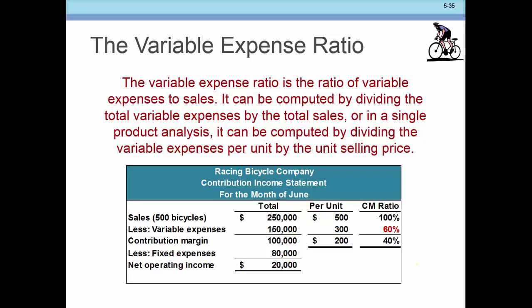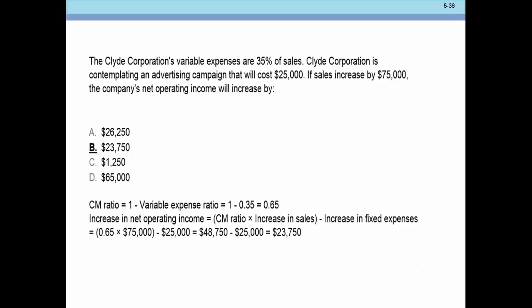And I just point that out because there could be a question, like this one, where they tell me that my variable expenses are 35% of sales. Can I come up with my contribution margin ratio? 1 minus 0.35 gives me 0.65. Give me so far?